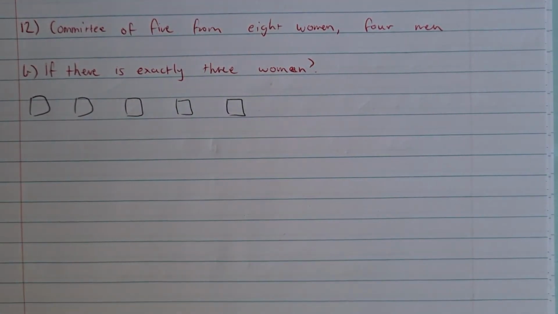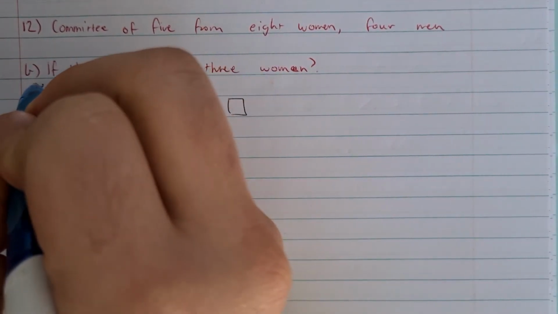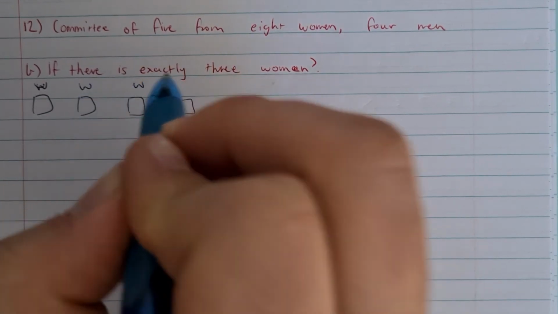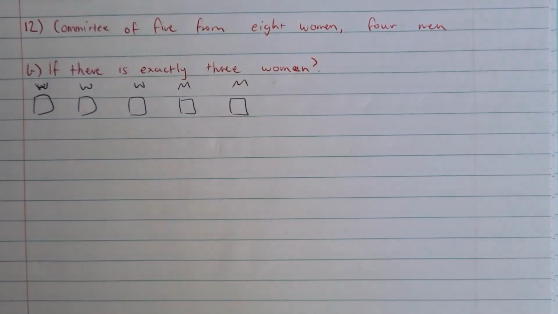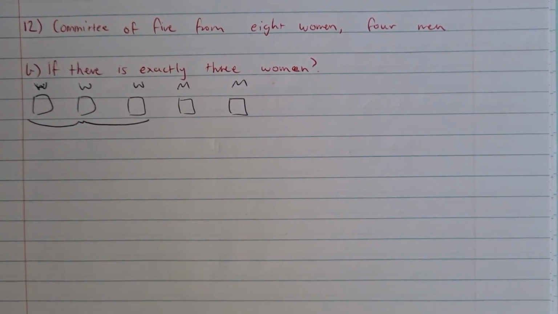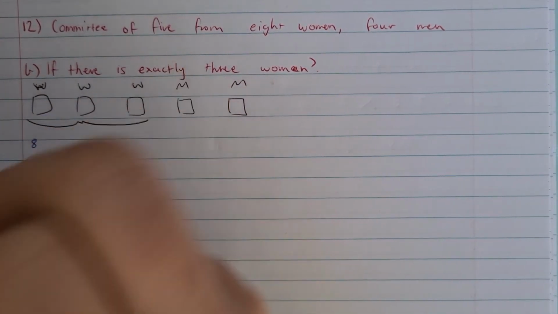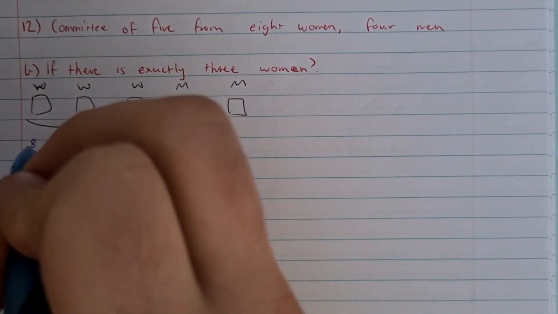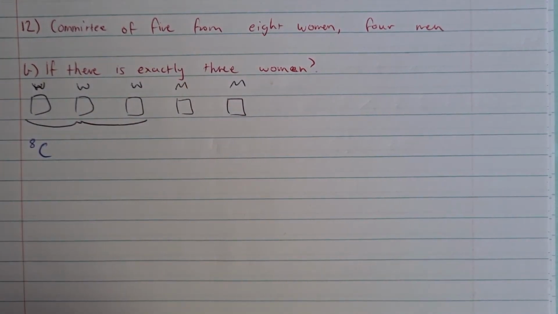We've got 5 different committee positions. 3 of them need to be women and 2 of them need to be men. So let's think, how many combinations are there that we can choose 3 women? What we're asking ourselves is, we have 8 women in total to choose from, and we want to find the combinations when we're choosing 3 of them.